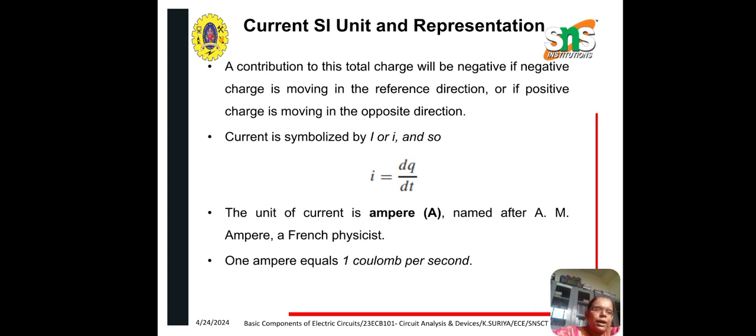So the unit of current is amperes and it is represented by dq by dt. A contribution to this total charge will be negative if negative charge is moving in the reference direction or if positive charge is moving in the opposite direction. So 1 ampere is equal to 1 coulomb per second.